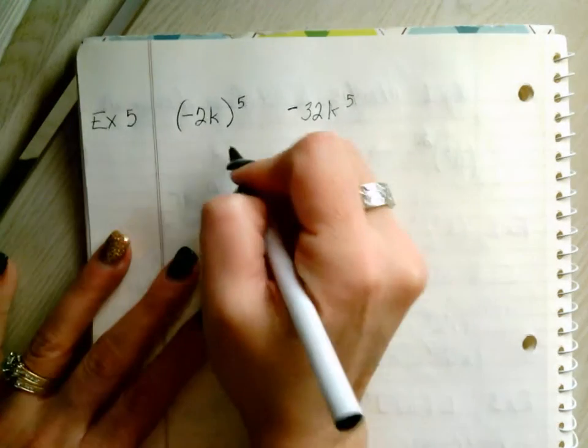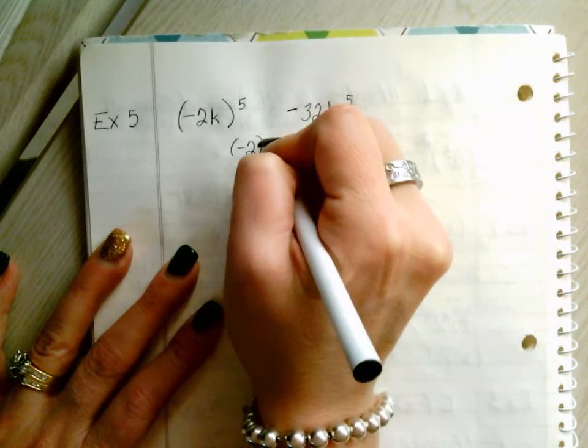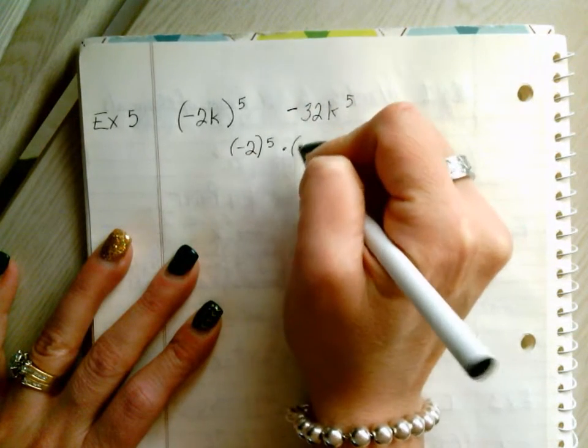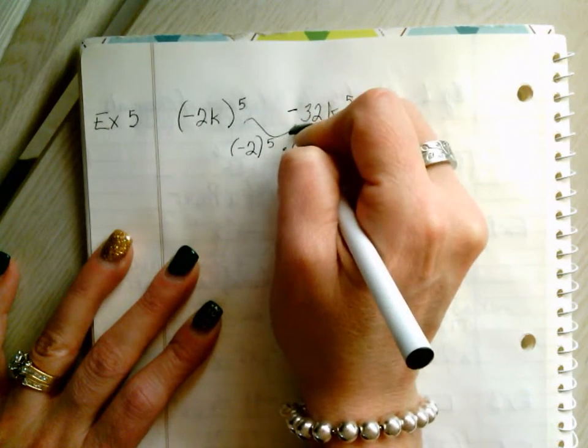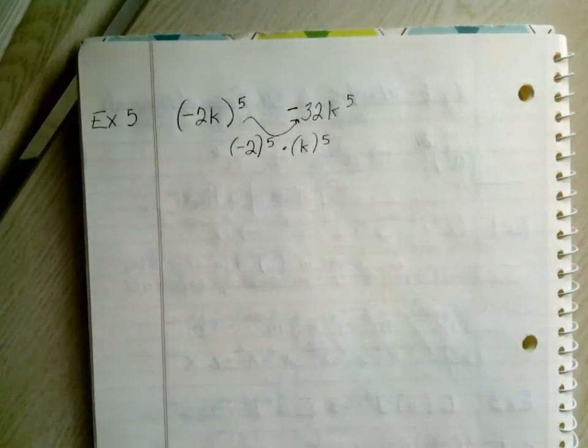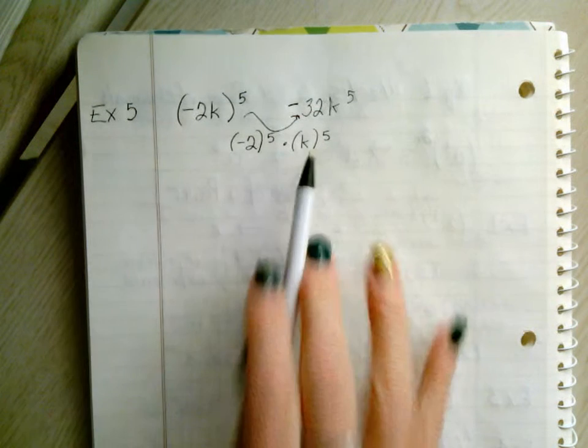So what I literally did is I broke up this product and made it -2 to the 5th times k to the 5th. Okay, that's literally what I did to get me to the answer. And they've got that written in the book too. I just don't usually write this out. Okay? You guys okay so far?